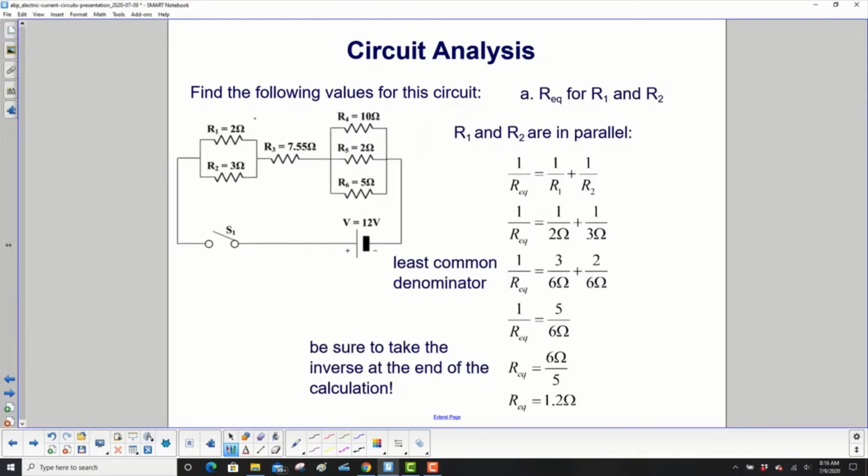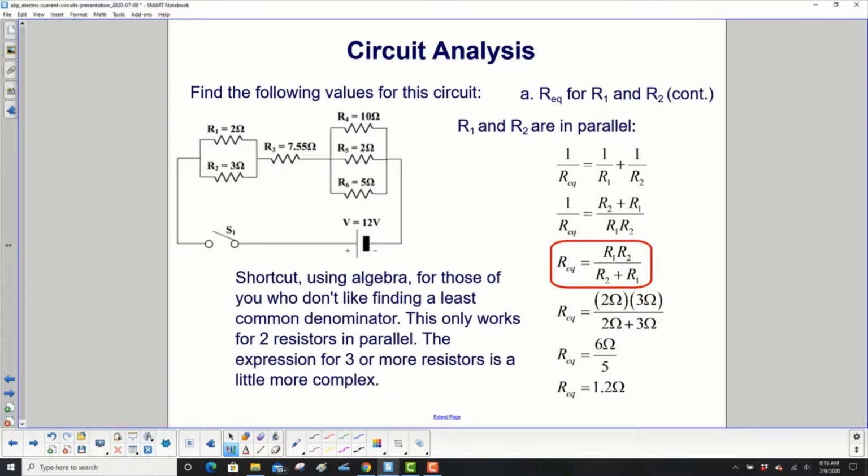Part A, the equivalent resistance for these two resistors. They're in parallel, so we use the parallel equation here. We put in the numbers. We look for a common denominator, least common denominator, which would be 6 ohms. We add it together and we get 1 over R equivalent equals 5 over 6 ohms. So make sure you take the inverse or flip it at the end so you get the correct equivalent resistance, which is 6/5 ohm or 1.2 ohms.